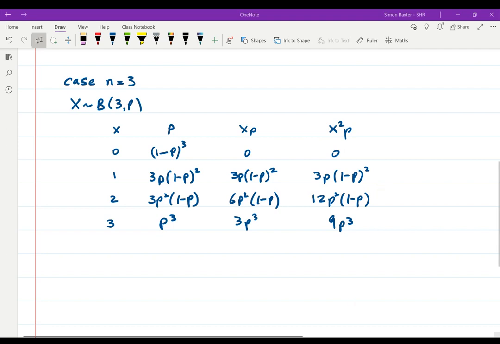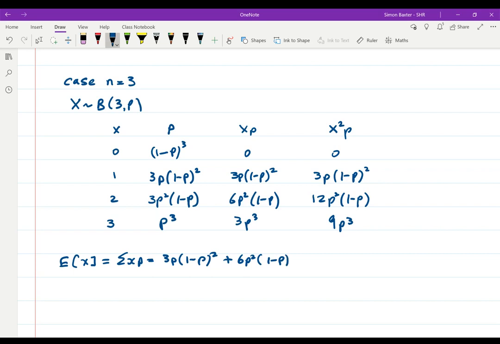Okay, we're now in a position to work out the expected value of X. The expected value of X is sigma xP. That means adding up the xP column here. So let's add those up: 3p(1 minus p) squared. That p squared should be slightly different. Plus 6p squared(1 minus p) plus 3p cubed.